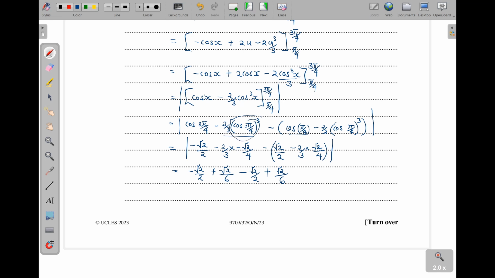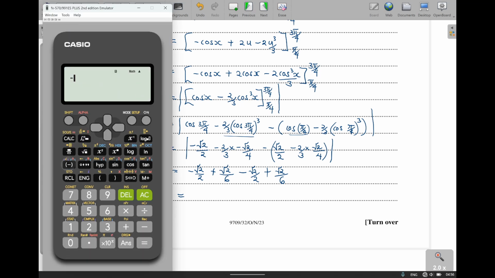So which is here. Okay, now simplifying all of this, what do we get? We have negative root 2 over 2, then plus root 2 over 6. In fact, everywhere we are seeing root 2, so let me just factorize it out. We have negative 1 over 2, the coefficient of the first one, then plus 1 over 6, then minus 1 over 2, then plus 1 over 6. So it gives me negative 2 over 3.